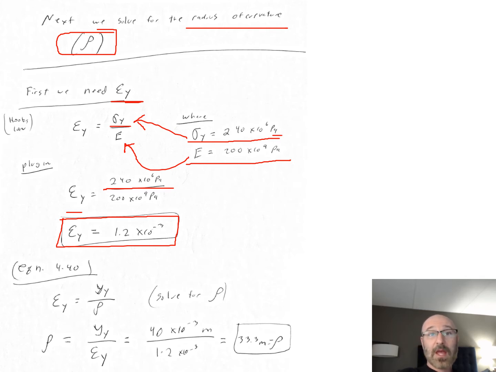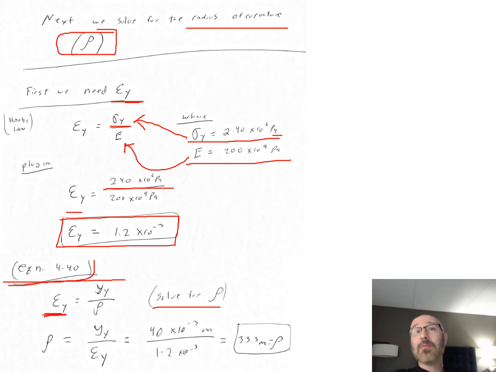Now with that there, I can go to my equation 4.40 in my textbook. And when I have that there, what we can see here is my epsilon sub y, this relationship here now, relative to our radius of curvature, our rho. So that's what we wanted. That's why 4.40 is important here, because it related back to our epsilon sub y.